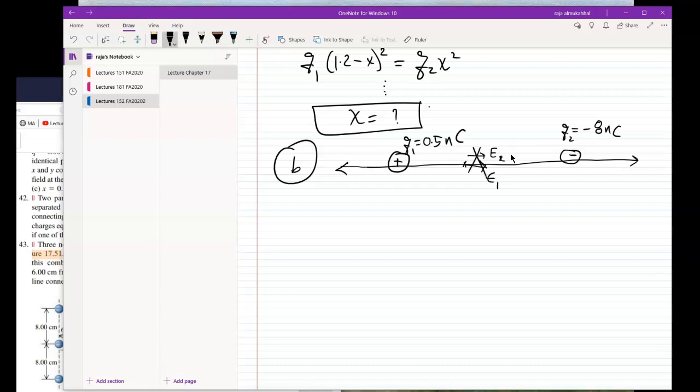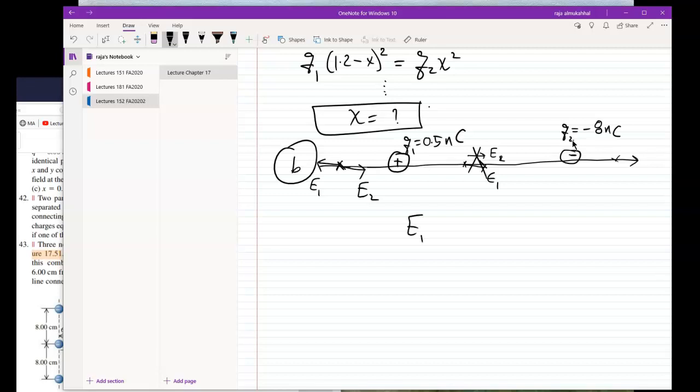But if I put the point right here, due to Q1 the electric field is going to be this way, that's E1, but due to Q2 it is going to be this way, E2. This one is enough, you can apply the same thing on the other side. So now they can be equal and opposite here.